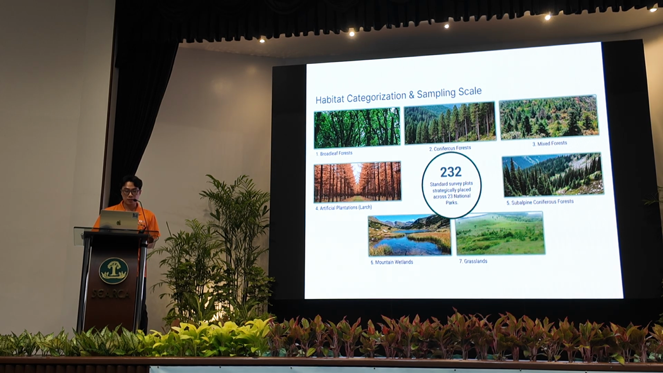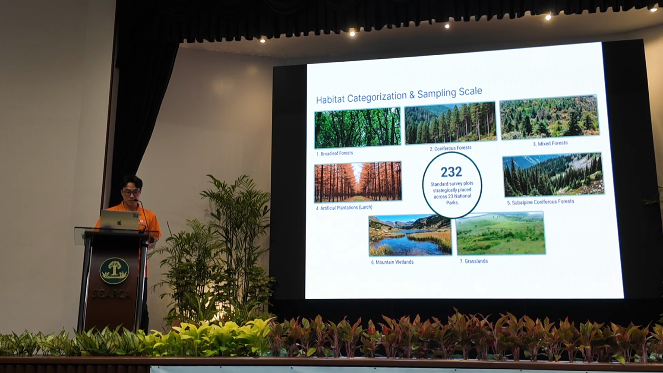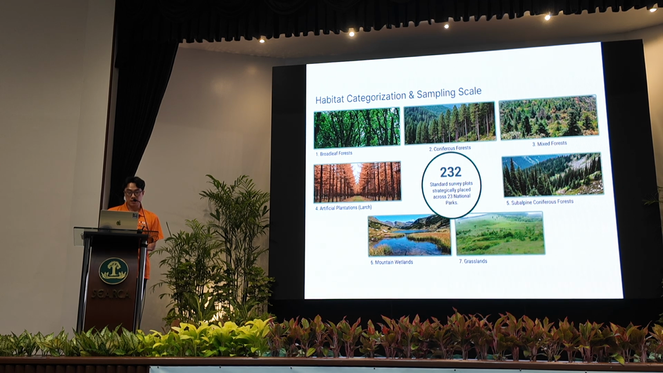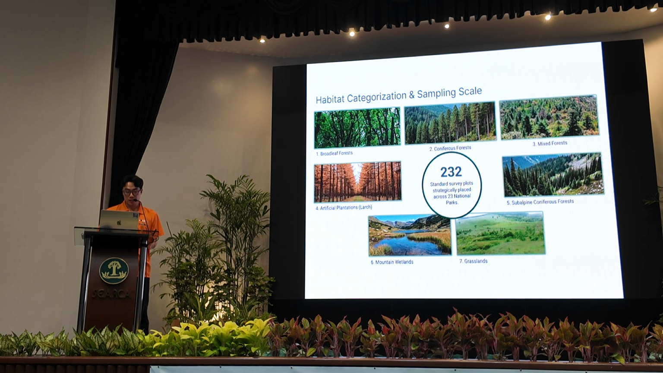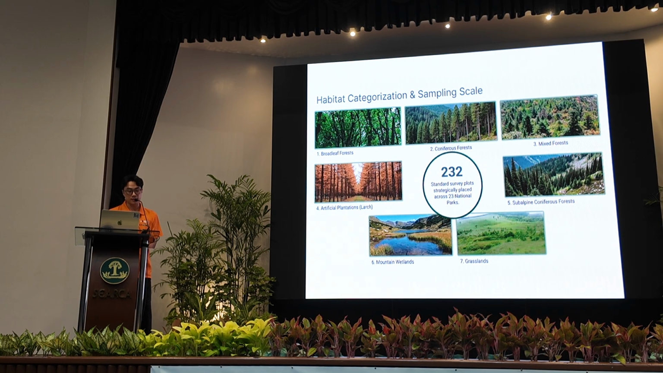We categorize the national parks into 7 habitat types. These are 1. Broadleaf forest, 2. Coniferous forest, 3. Mixed forest, 4. Artificial plantations, 5. Subalpine coniferous forest, 6. Mountain wetland, and 7. Grasslands. Based on these categories, we placed 232 standard survey plots across the 23 national parks.